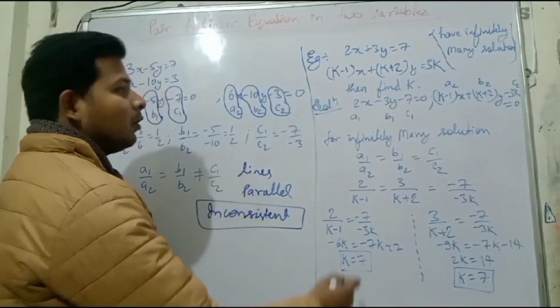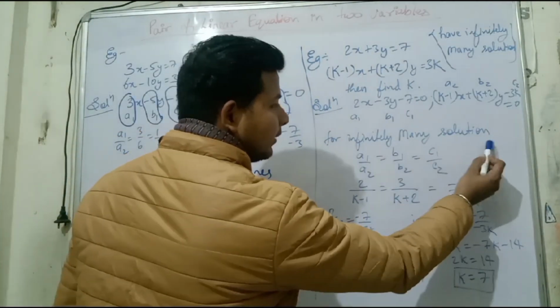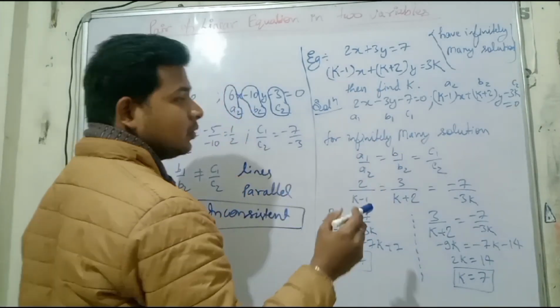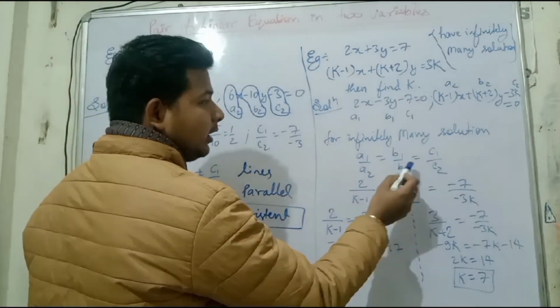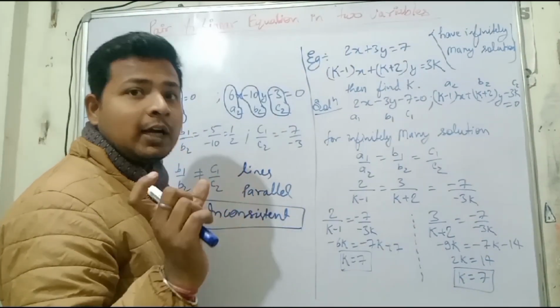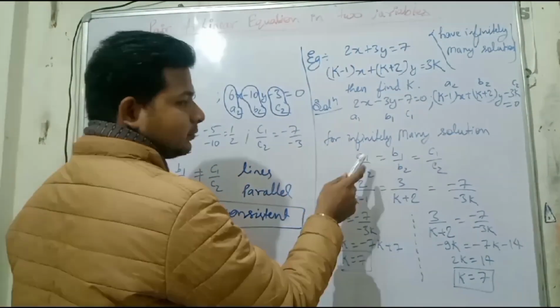I have written it here. Now, because we are given one condition, that is infinitely many solutions, the condition was that all the three ratios will be equal. Infinitely many solutions means the lines are coincident. Okay.